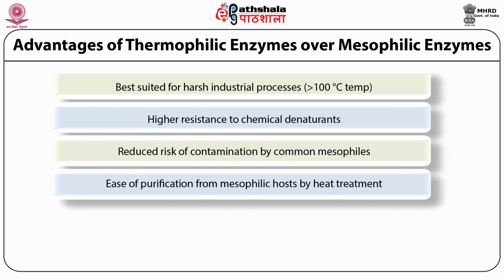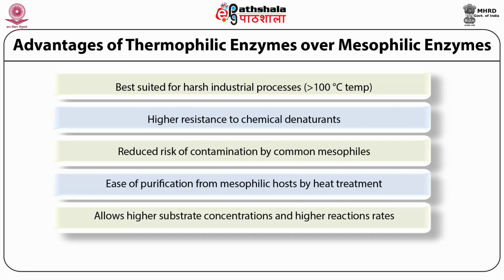Now, thermophilic enzymes allow higher substrate concentrations because we can work at higher temperatures. The substrate can be dissolved to a greater concentration at those temperatures, and therefore higher reaction rates are also achieved. So higher temperature leads to a condition of higher concentration of the substrate, and together they can lead to higher reaction rates as well.